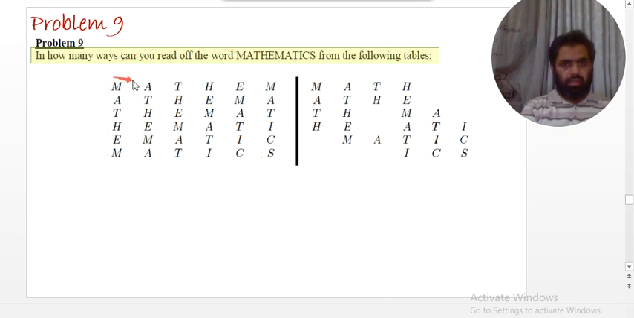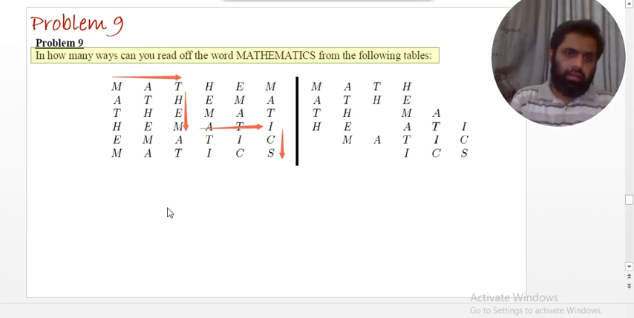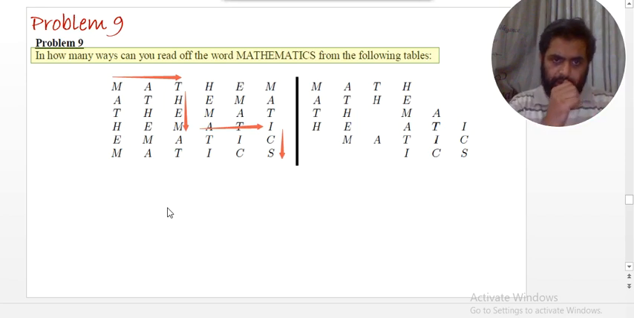Or I can take some intermediate, mat, and then I have hem, and then I have ati, and then I have cs here, mathematics. So it's exactly like the previous question. We have to move along the grid, along the square blocks. Whenever I go down, I mark a 1. Whenever I move towards the right, I mark a 0.